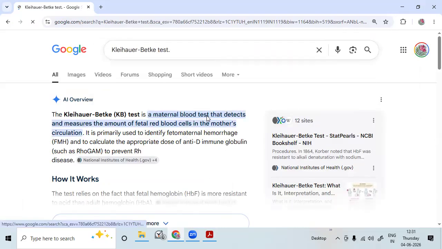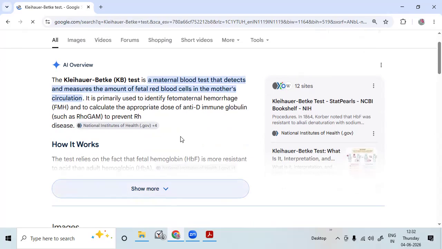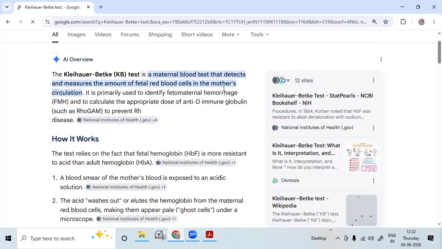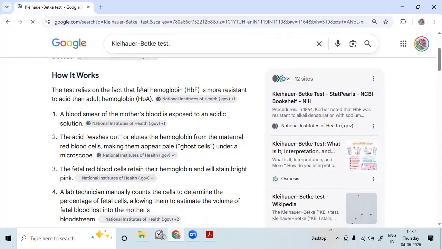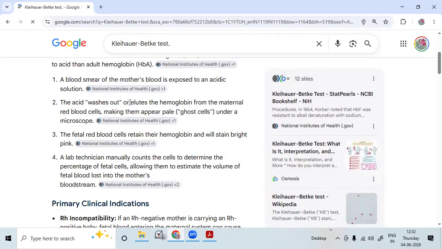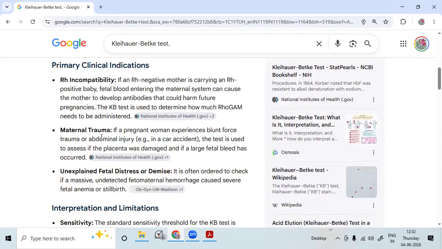It's a maternal blood test that detects and measures the amount of fetal red blood cells in the mother's circulation. The test relies on the fact that fetal hemoglobin is more resistant to acid than adult hemoglobin. A blood smear of the mother's blood is exposed to an acidic solution. The acid washes out, or elutes, the hemoglobin from maternal red blood cells, making them appear pale under a microscope.